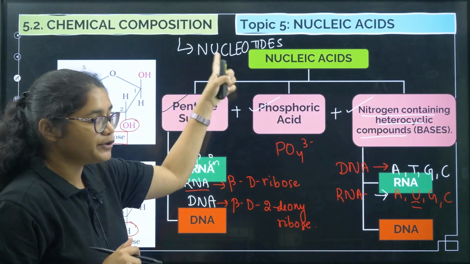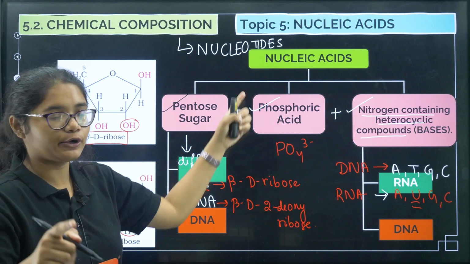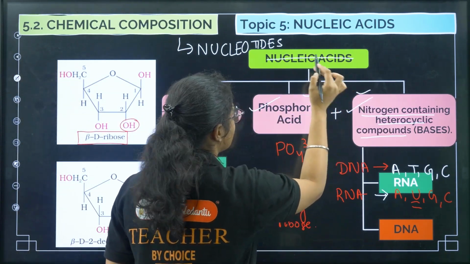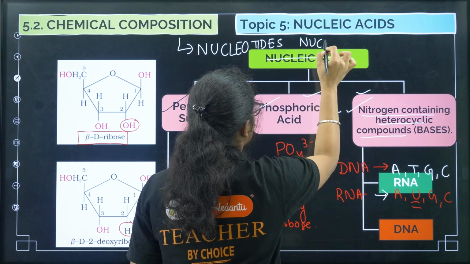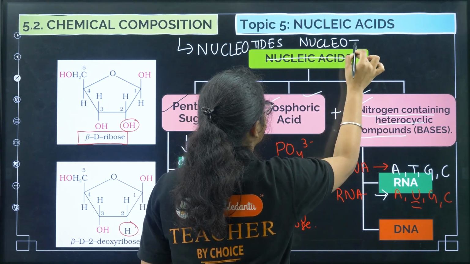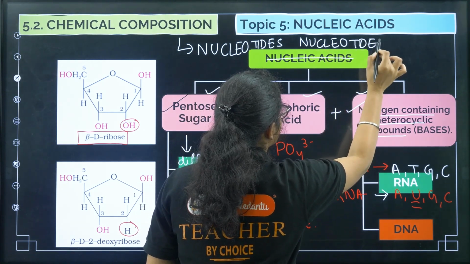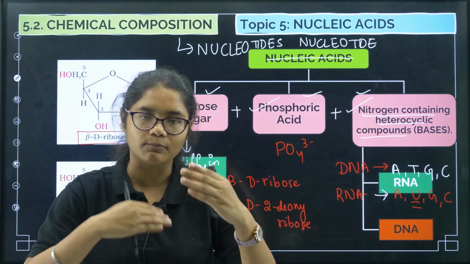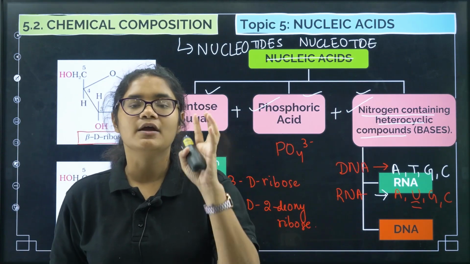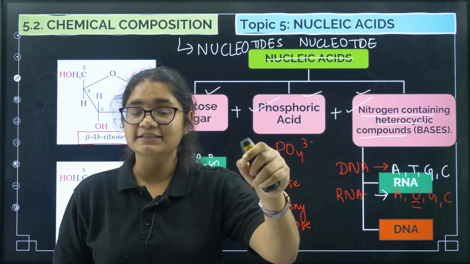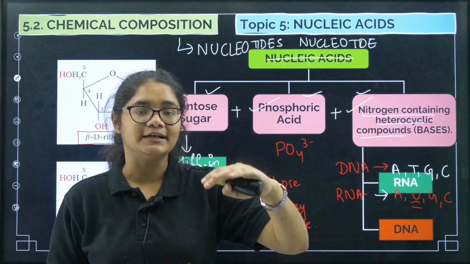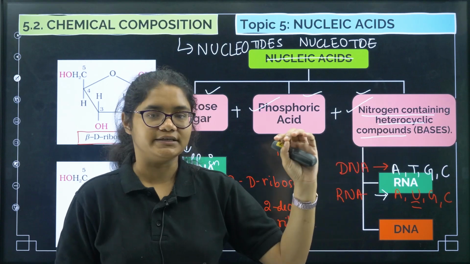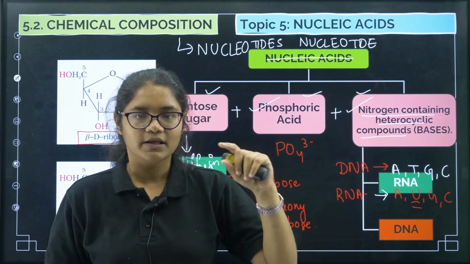Now each nucleotide has these 3 components. So nucleic acids are a polymer of one unit, a monomer, called a nucleotide. Each nucleotide has 3 components, that is pentose sugar, phosphate group and your nitrogenous bases. I hope this is clear.